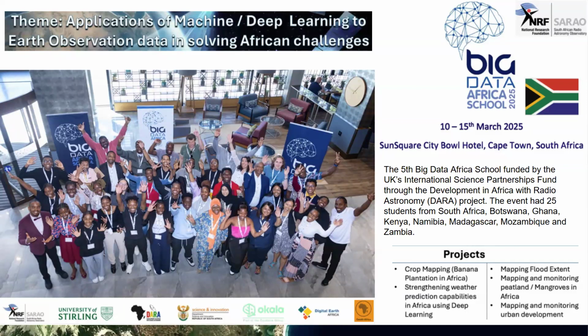This year it was held in Cape Town from the 10th to the 15th of March. And this year's theme was the application of machine and deep learning to Earth observation data in solving African challenges. And there were 5 projects that students were working on. The first one being crop mapping, the second one being strengthening weather prediction capabilities, the third one being mapping and monitoring peatland and mangroves in Africa, the fourth one mapping and monitoring urban development, and the fifth one being mapping flood extent, which is the one my team and I have been working on.